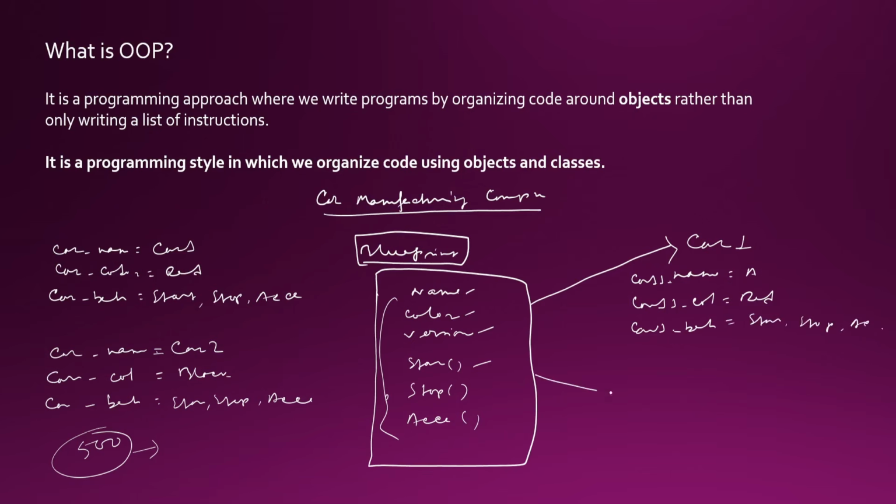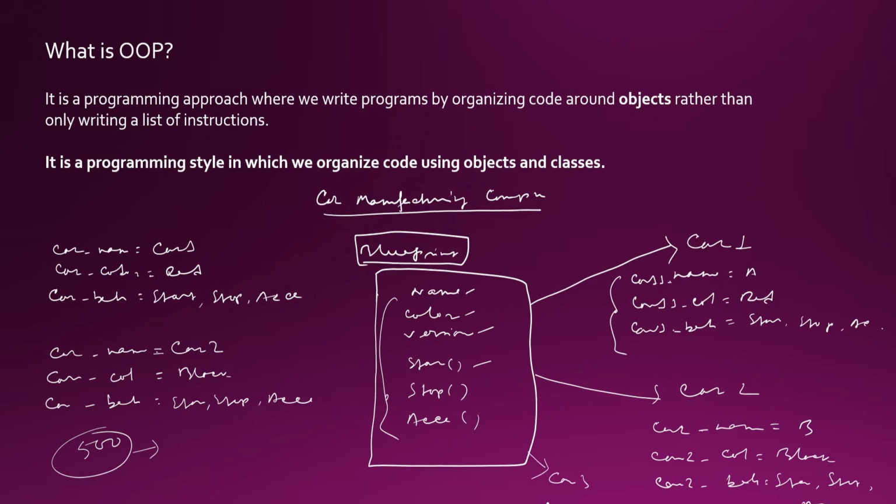Right. Now again we can create another car, that is car 2, and it has all the same features, right? Car 2 name equal to B. Car 2 color might be black. Car 2 behavior, it can start, it can stop, it can accelerate. And so on, we can create any number of cars. Car 3, car 4, car 5, like this, right?